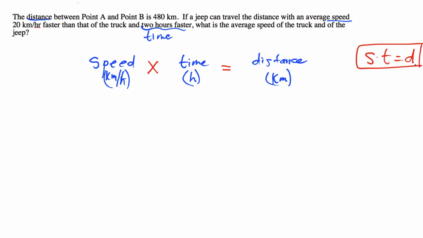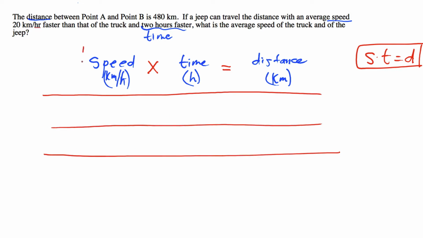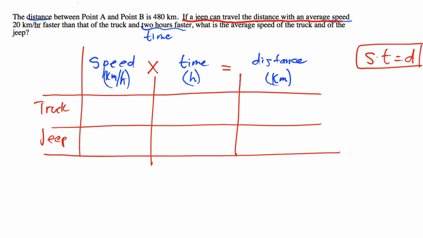All right, to get started with this algebraically, as per usual, we look at what we're trying to find in the question. Right at the end of the question, it says, what is the average speed? We are trying to find the speed of the truck and the speed of the Jeep. And because there's two things going on here, I'm going to create myself a chart just to sort this all out. We have the truck, we have the Jeep, and we're trying to find the speed. So our variable x will represent the speed of the truck. And if I read back in the second sentence, the Jeep can travel the distance with a speed 20 kilometers faster than the truck. So if we let the truck's speed be x, the Jeep's speed would be x plus 20. Another thing I'm going to put into this table is distance information. We know that both vehicles are going to travel 480 kilometers. And that leaves us to fill in the time column.